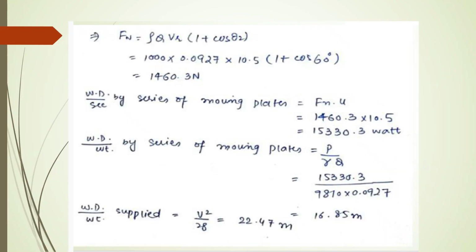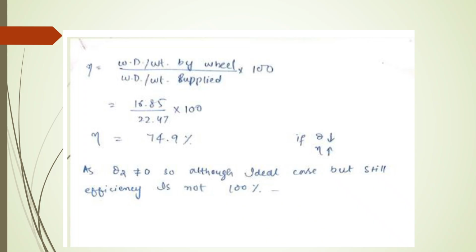If that is so, then you can put it in the equation and you get your force as 1460.3 newtons. If the relative velocity is there, otherwise in the first case there would be no movement. But for the B part you need to find out the work done per second. For that, Fn multiplied by U, 10.5, gives the work done per second as 15330.3 watt. And then the efficiency, output divided by input, is 74.9%.